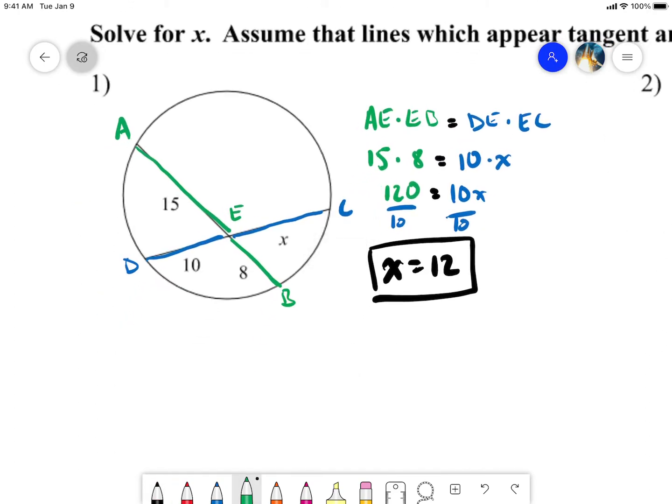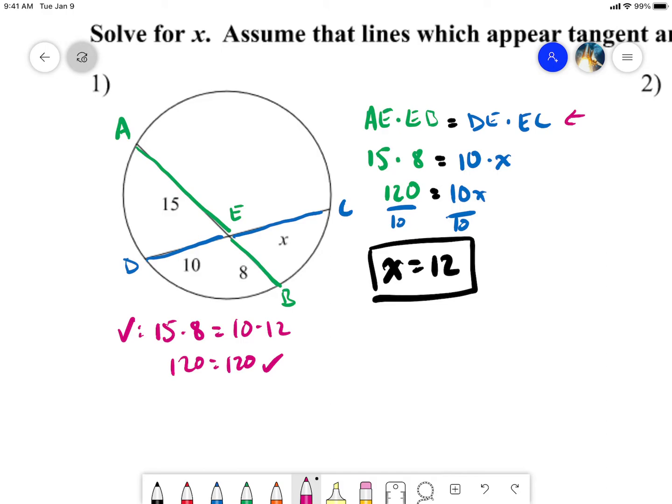But again, we're going to plug it back in here. And so what I have is I need AE, which is 15, times EB, which is 8, and that needs to equal 10 times what we said X was, which is 12. Well, 120 equals 120, so we're good. Okay. Again, sometimes for very simple problems, checking is just kind of mundane, but we got to do it.